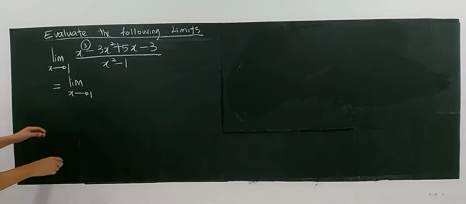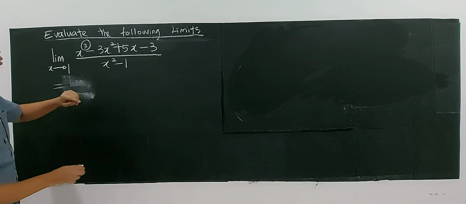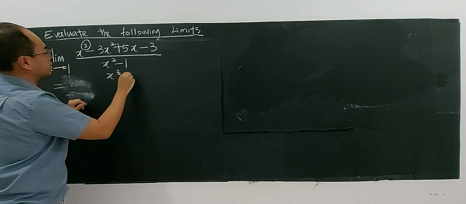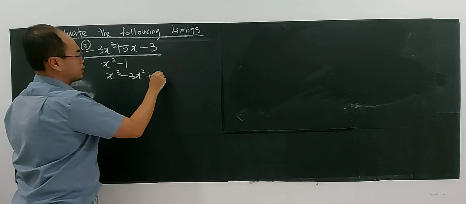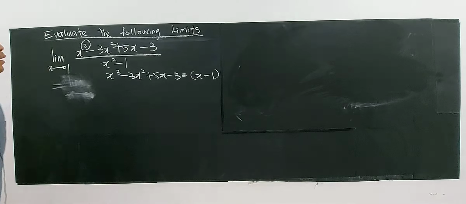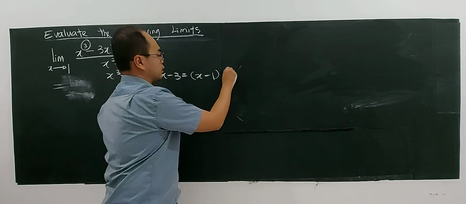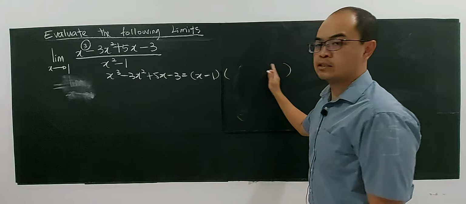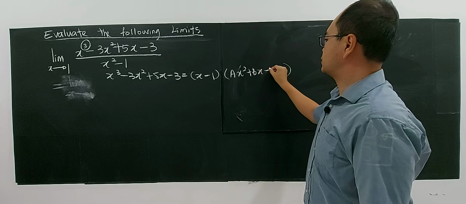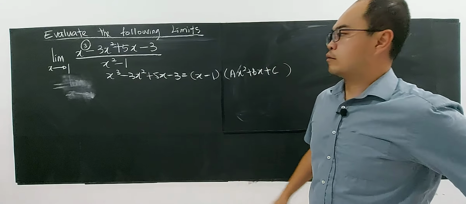So how should I evaluate this? Okay, I erase this one. So 1 is a zero, which means if you put 1 here, you're getting 0. So automatically, x minus 1 is a factor of x cubed minus 3x squared plus 5x minus 3, because you substitute 1 and you're getting 0. Then you will have another 2 factors, which is ax squared plus bx plus c. A quadratic multiplied with a linear factor gives you a cubic function here.